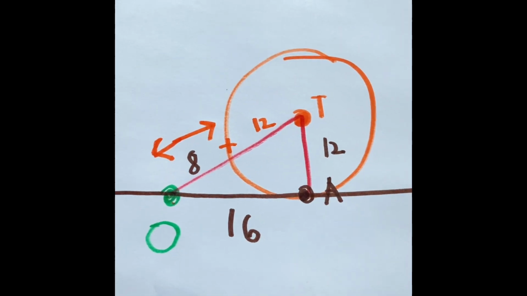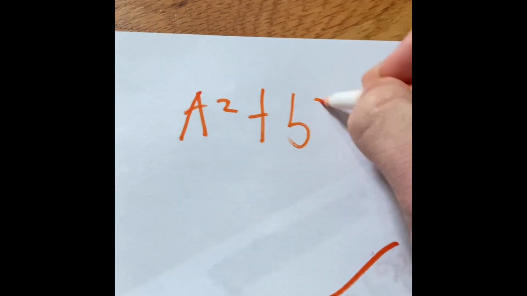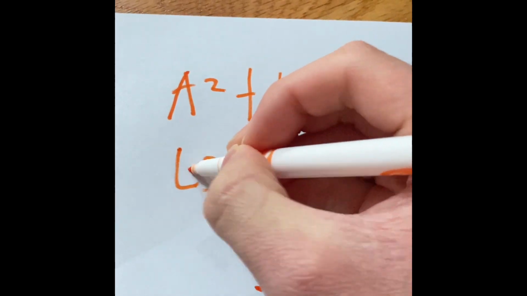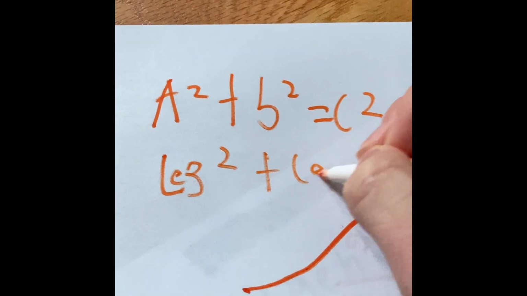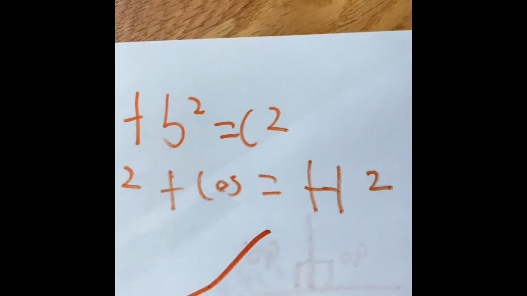Oh, and when you're working with the right triangle, it comes back to the Pythagoras Theorem, because we have A squared plus B squared equals C squared. Or some schools say leg squared plus leg squared equals the hypotenuse squared.